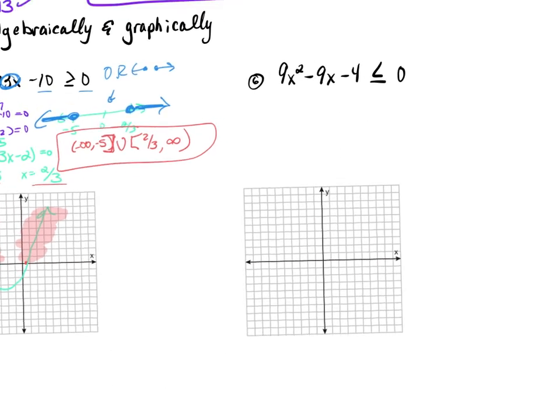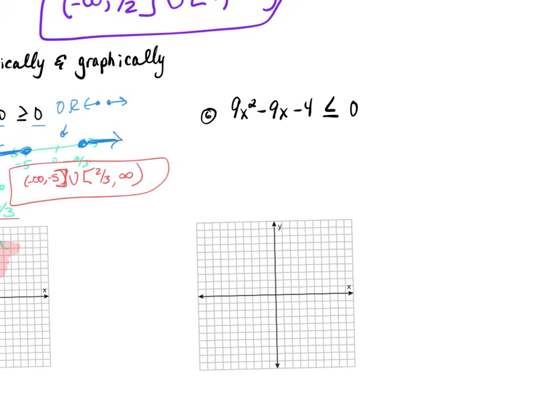Let's look at the other one. Pay attention to this one because it's a little more difficult factoring. Again, it's a quadratic. Everything is on one side, so I'm going to rewrite this as 9x squared minus 9x minus 4 equals 0. 9 times -4.